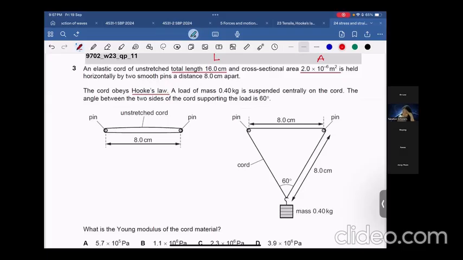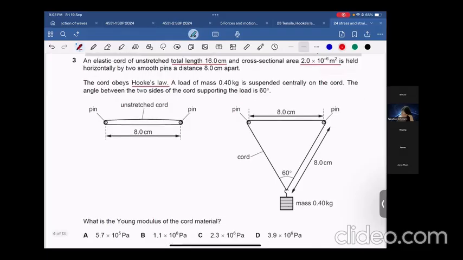Okay, a load of mass is suspended here, and the angle between the two sides in the middle is 60 degrees. This one going down is the weight, right? We want to use the formula to calculate the Young modulus, FL over AX. This F is the force experienced by the spring, here the cord. So this one is the tension. These two cords are pulling up, right? The object points downward with its weight, so the cords pull upward.